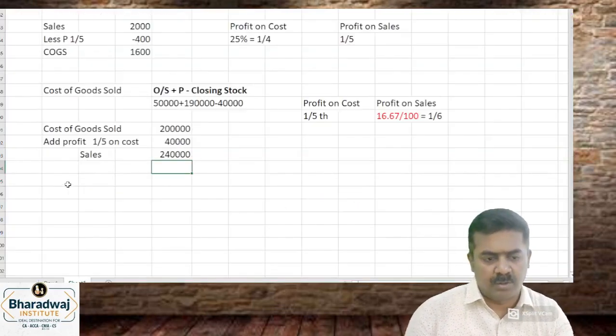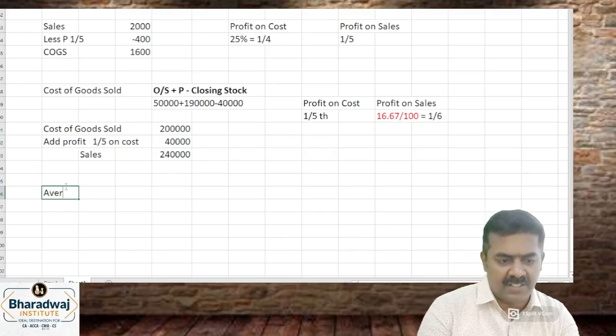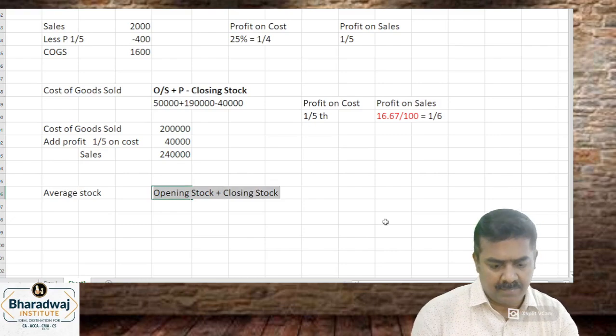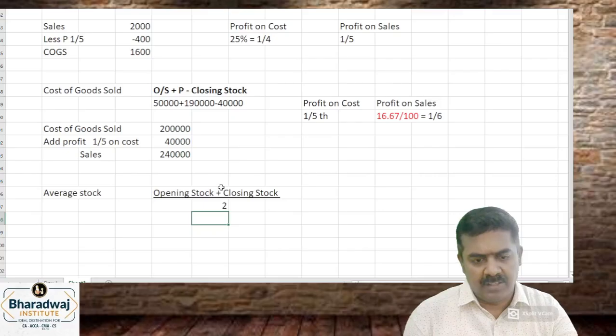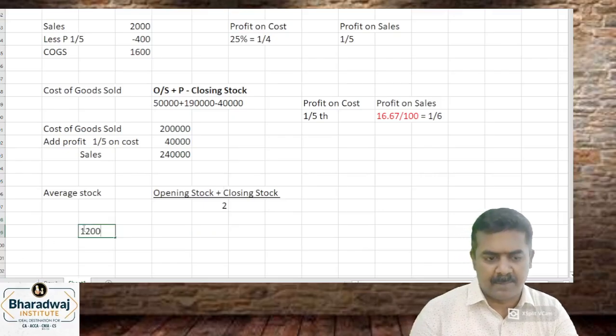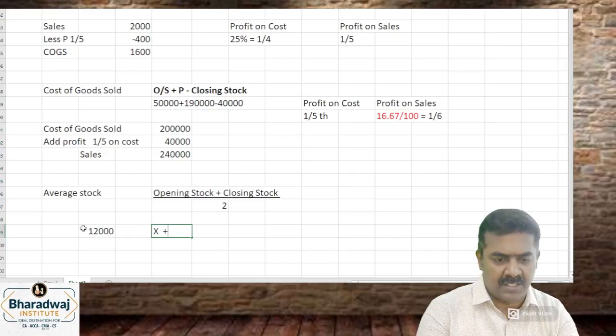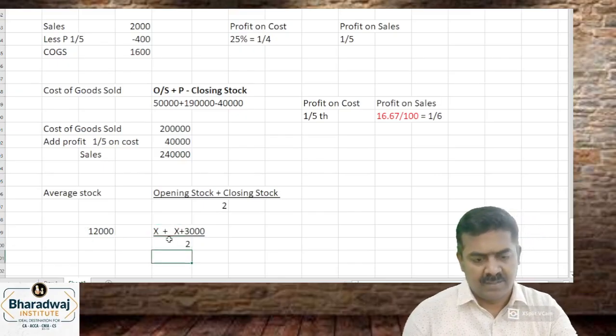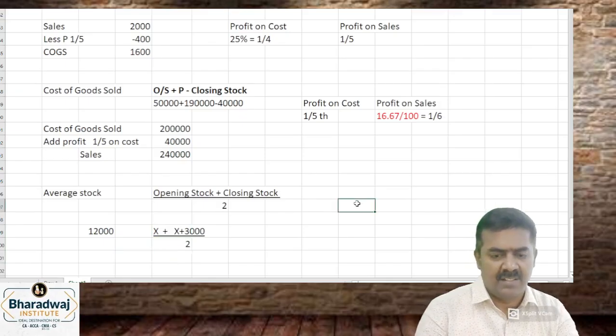Let's do the normal working now. Average stock is equal to opening stock plus closing stock, divided by 2. So average stock is 12,000, opening stock is X, closing stock will be X plus 3,000, divided by 2. When you solve this, you will get the value of X as 10,500.